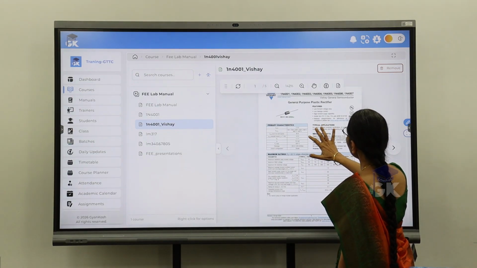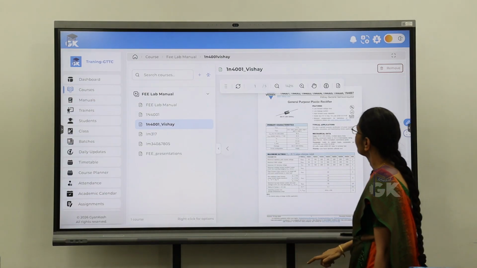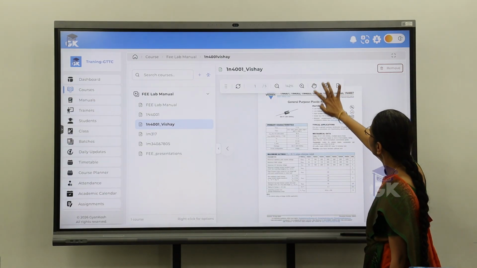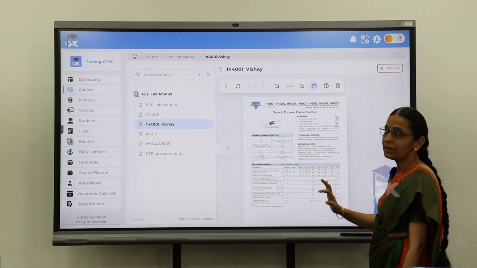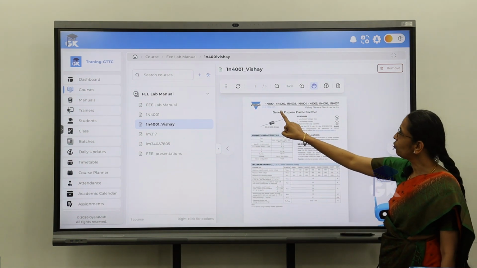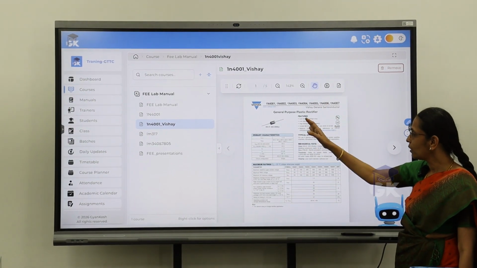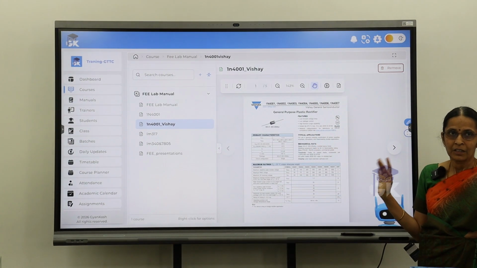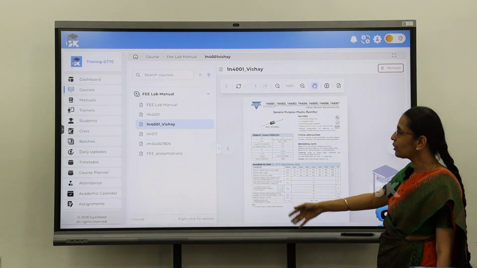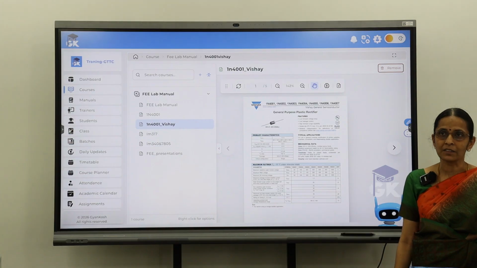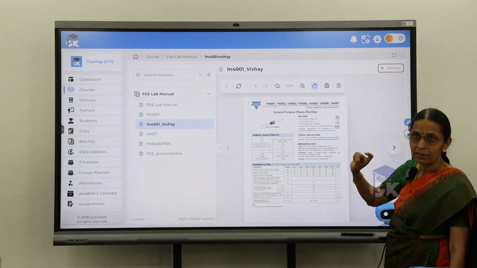So this is the data sheet of our 4000 series diodes. Is it visible? So 4000 series, 4001 to 4007. All the diodes, their parameters are listed here. Whatever questions I have asked in the assessment, they will be able to take down the values from this data sheet itself. Here you can see it's a general purpose plastic rectifier.